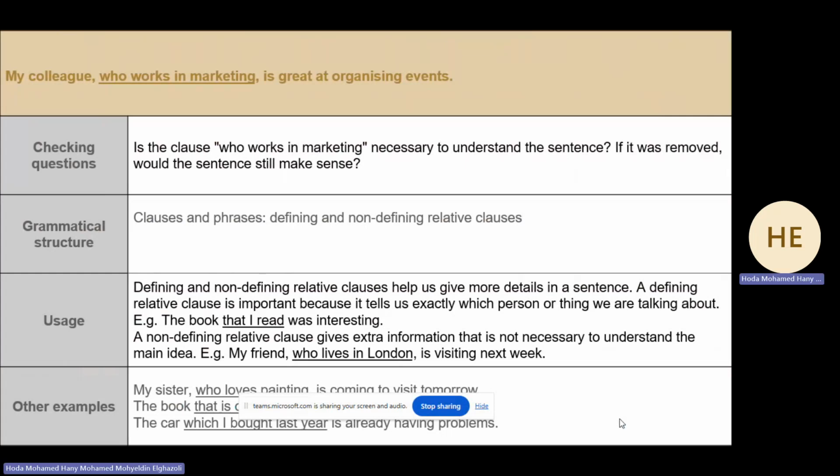For example, we have here my friend, between two commas, who lives in London, is visiting next week. If we skip who lives in London, if we just take it out of the sentence, we will have the same meaning and will not affect the meaning of the sentence. If I say my friend is visiting next week, it is completely understandable. We do not need extra information. But here we have the non-defining relative clause to give extra, not very necessary information for understanding the sentence itself.